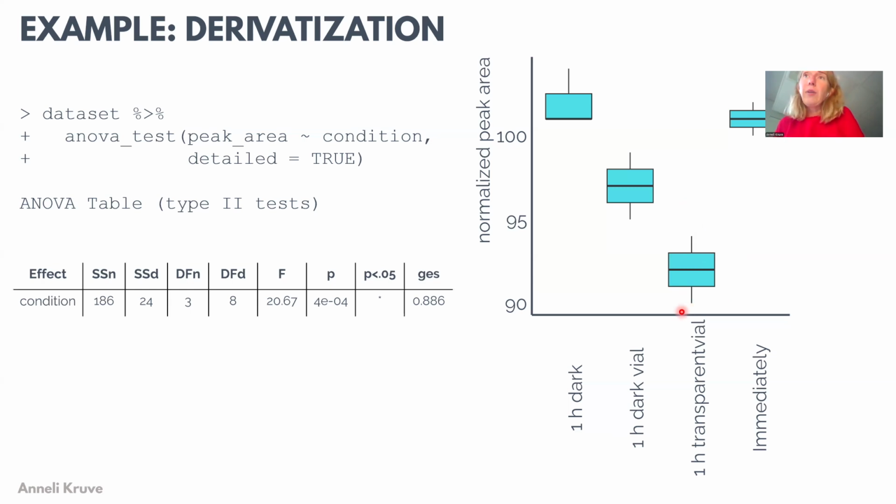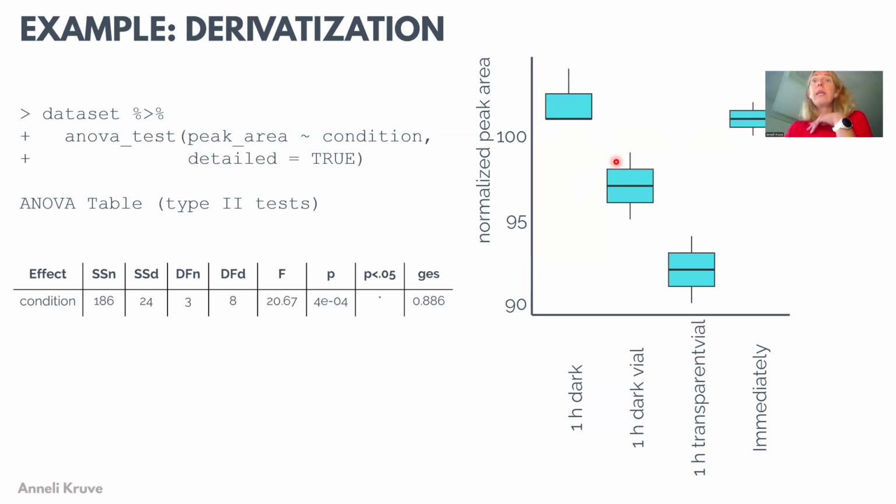However, what we can use these box plots for is to get a little bit of a visual point of how the conditions are impacting. And we do see that with the immediate analysis and with the dark analysis, the boxes are largely overlapping, which indicates that there is maybe very little impact from immediate analysis to storing for 1 hour in the dark.